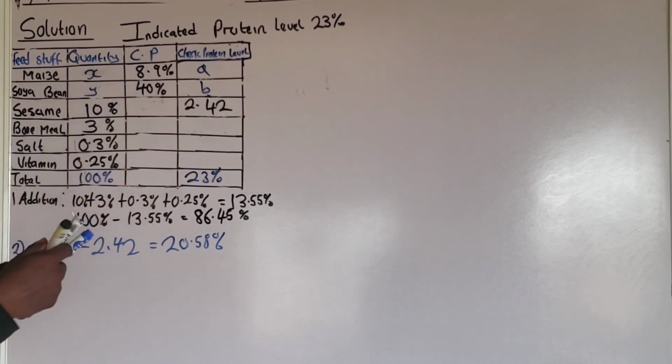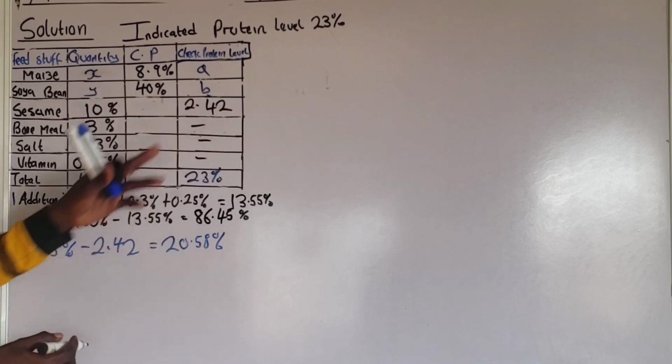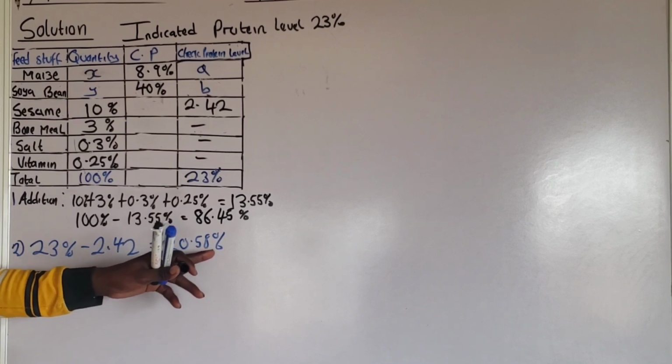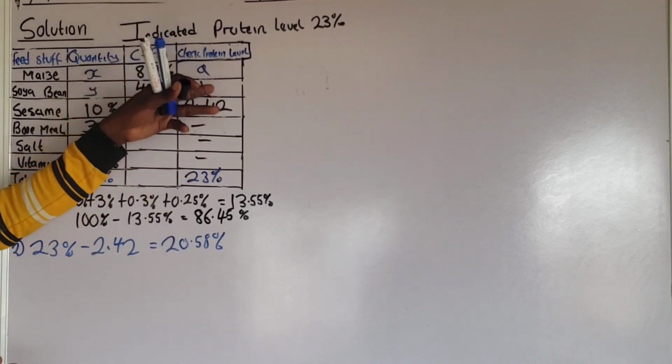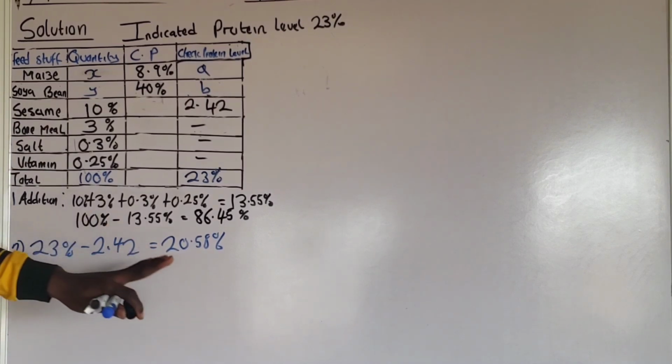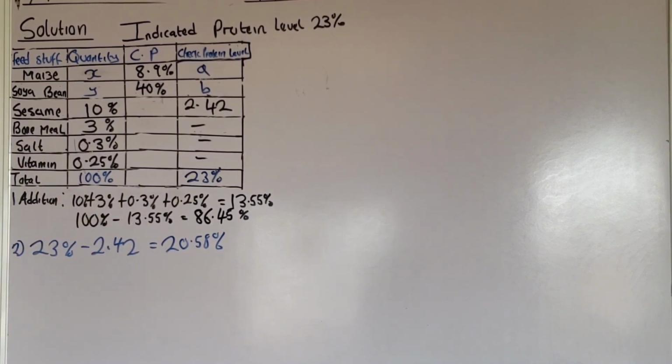The protein level that we are given is only for sesame. So we have already subtracted 2.42 from 23%, so we are left with 20.58, which is A and B. I use A and B to represent maize and soya beans. Now please pay attention. We are done with the first and the second step.